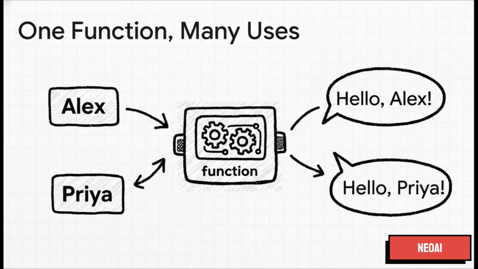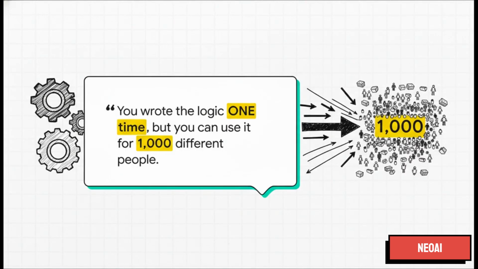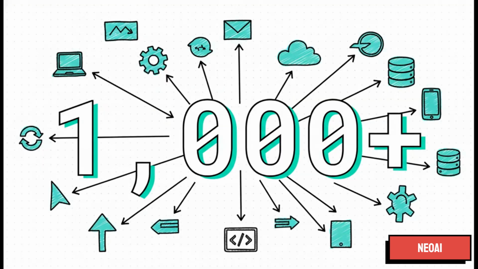How cool is that? And here's the crucial point. The efficiency gain here is just massive. You write the main logic just one time, but you can use it over and over and over again for 1,000 different people or 1,000,000 different numbers. And that really shows you the sheer scale of it. This isn't just some neat little trick. It is a fundamental part of writing good code. One small piece of code can suddenly have thousands, or even more, potential uses.